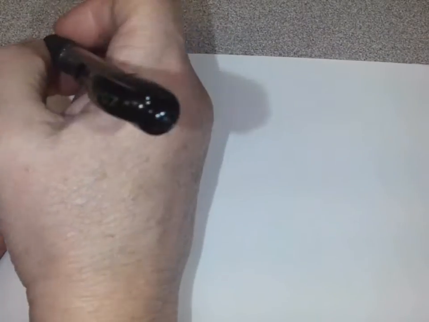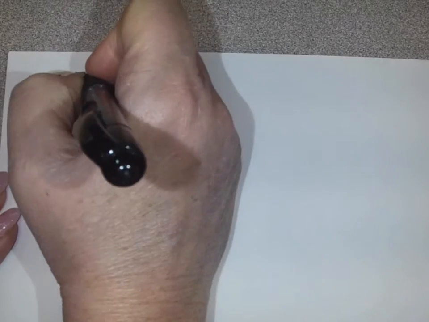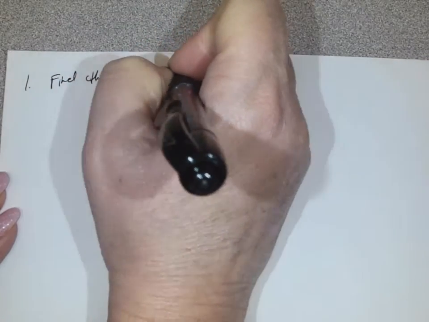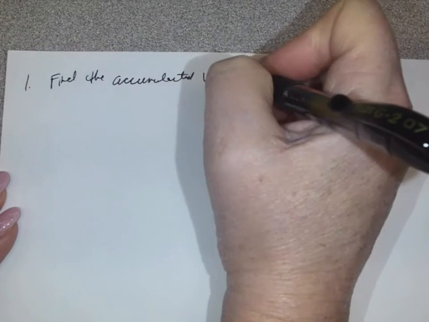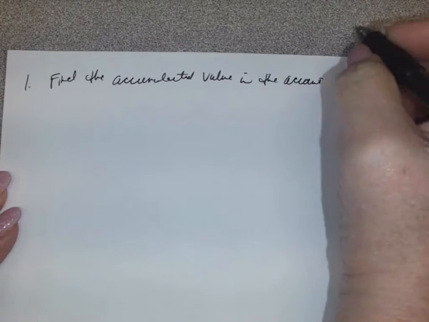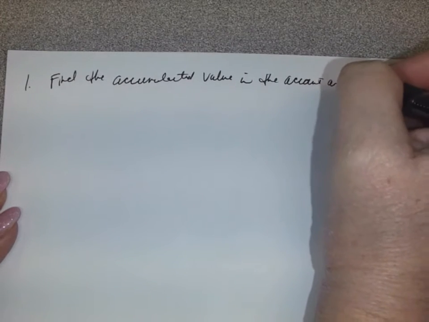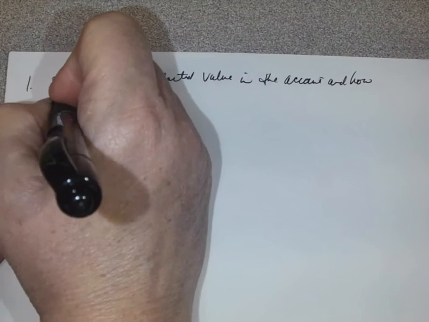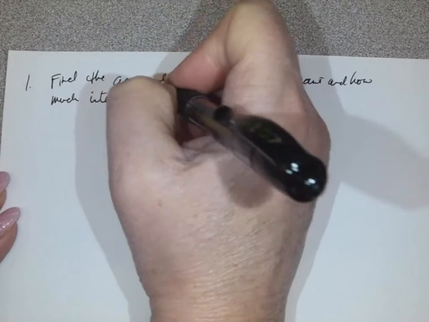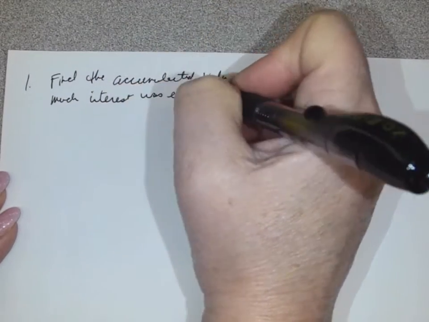So we're going to do our Major Quiz 4 review. So we are looking at number 1. We are going to find the accumulated value in the account and how much interest was earned in the account.